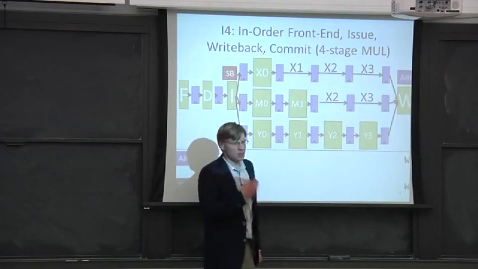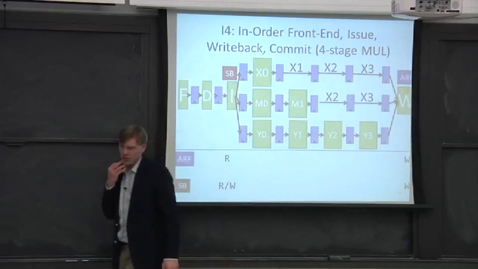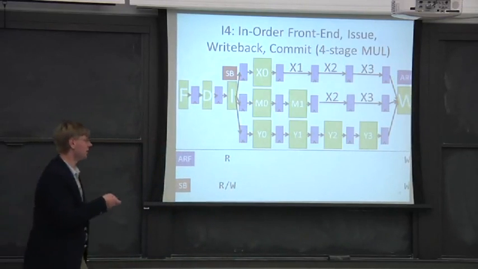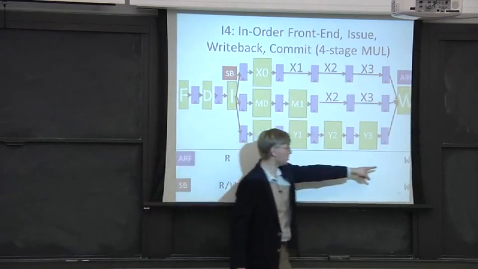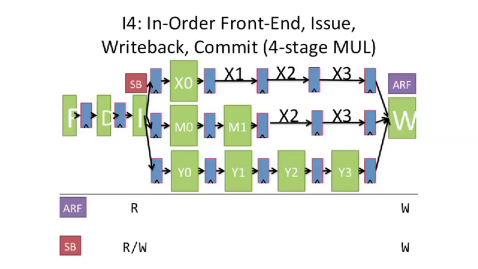So we draw that sort of at the end of the pipe here, because that's where writes happen to this register, the architectural register file, as shown here by this W in the nice pipeline diagram. And we try to read it at the issue stage of the pipe, or the register fetch stage of the pipe.